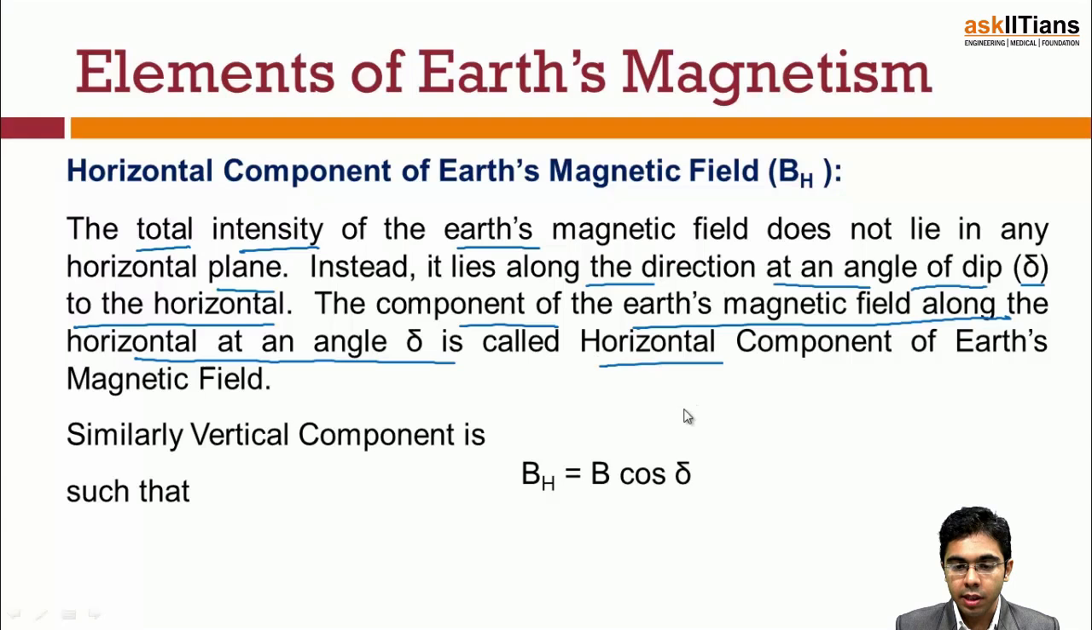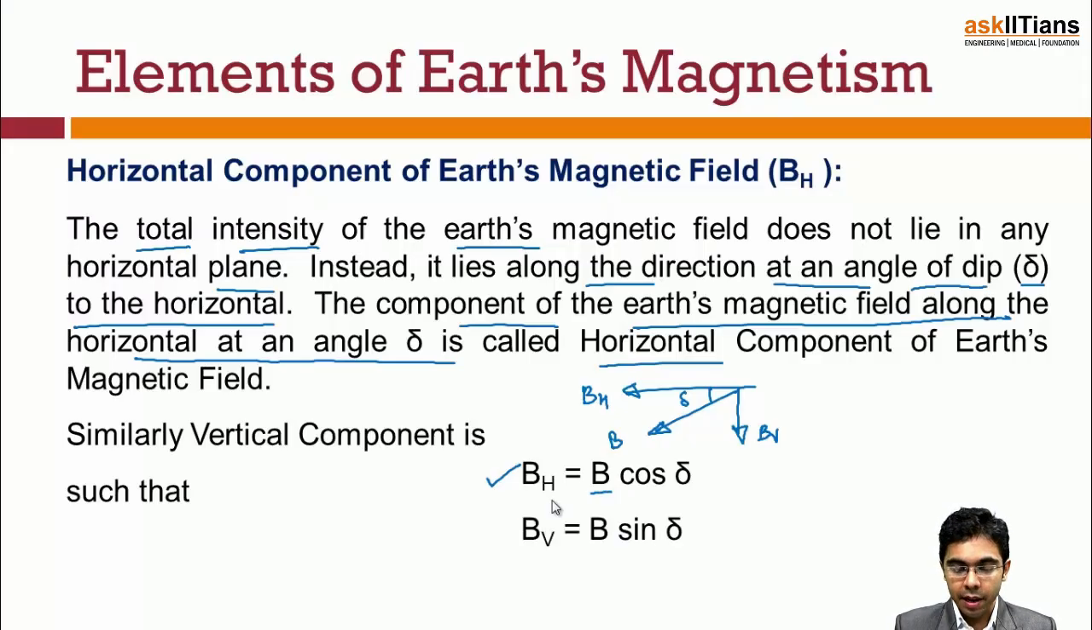We have seen that this was the diagram with us. This was the magnetic field B, and this was BH. This was BH, and this was BV, and this was angle delta. Therefore, if we take out the components, BH comes out to be B cos delta, and similarly BV comes out to be B sin delta. And if we take out the resultant, we get B is equal to the square root of BH square plus BV square. So this is exactly the thing, and we have seen diagrammatically also what exactly the angle of dip is.